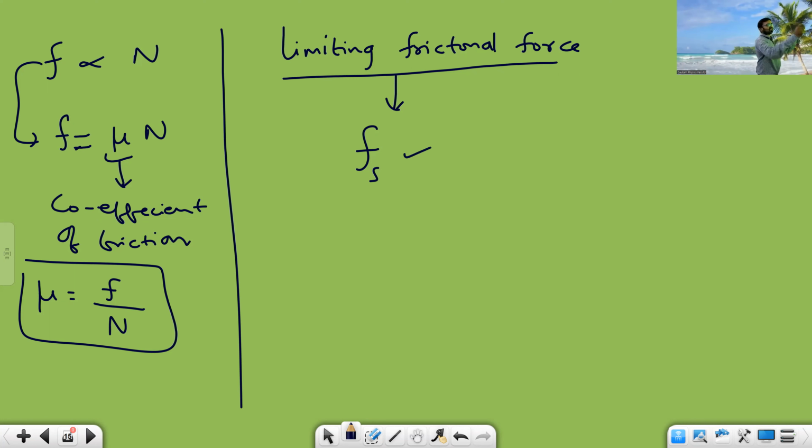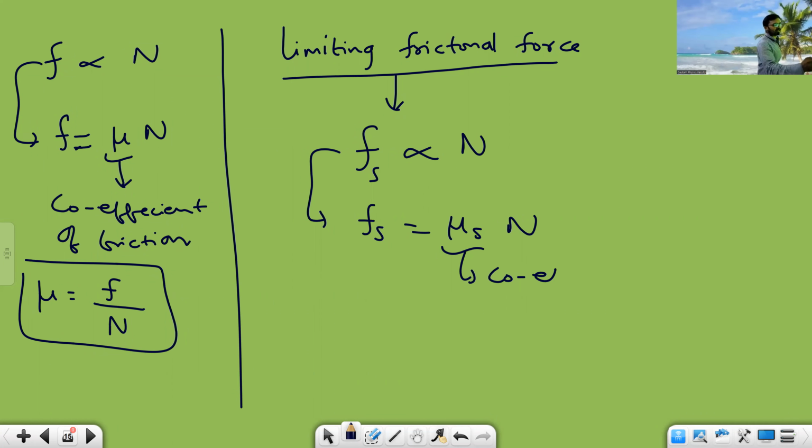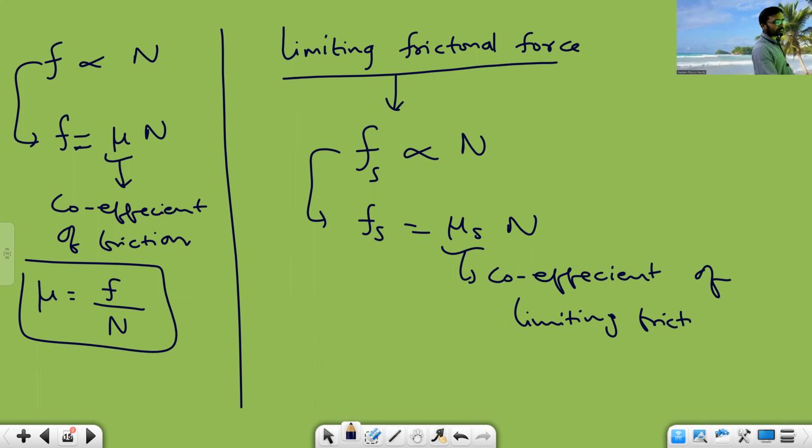So here Fs is directly proportional to normal reaction, and Fs is equal to mu s into N, and mu s is the coefficient of limiting friction. Don't call it static. I'm saying again, mu s is the coefficient of limiting frictional force. For static, we don't have this formula at all. Static is nothing but applied force equal to frictional force. So this is about limiting frictional force.